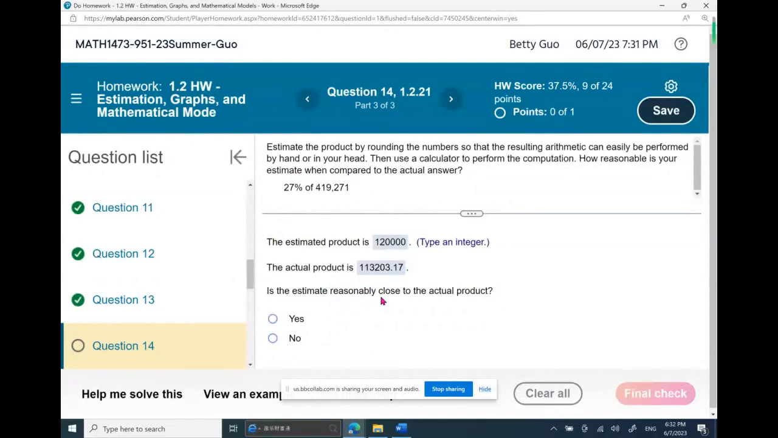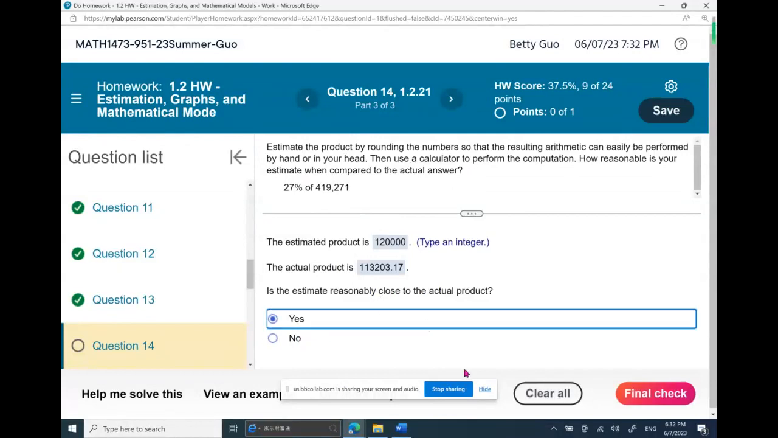Is the estimate reasonably close to the actual product? Yeah, it is pretty close.